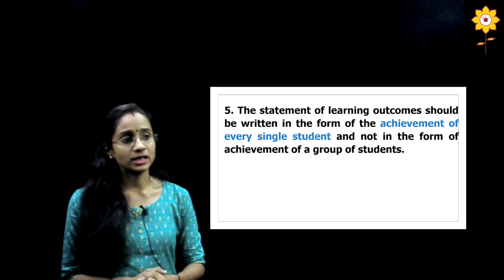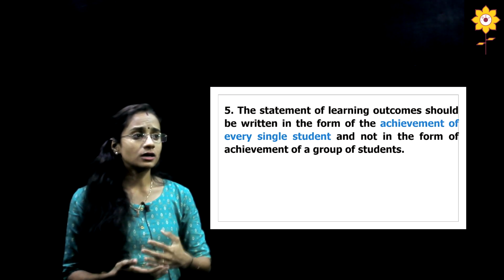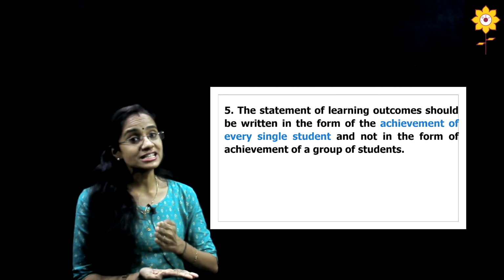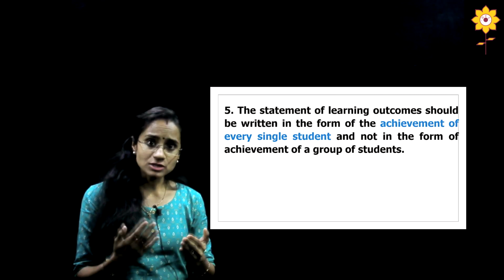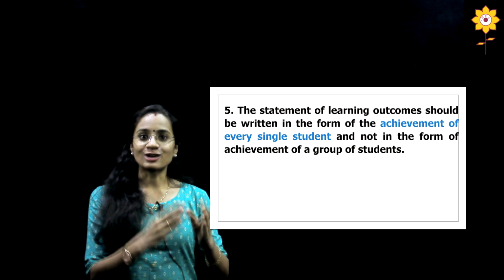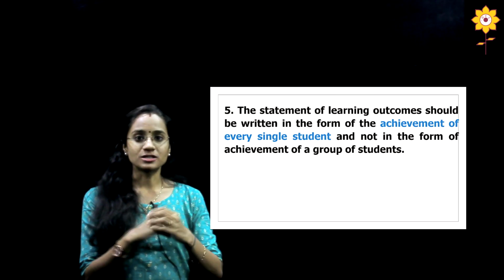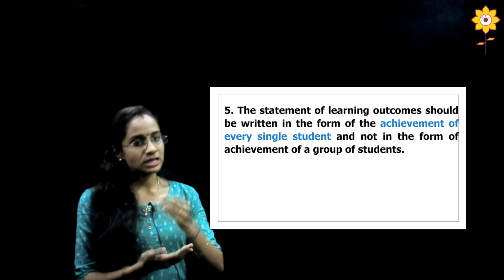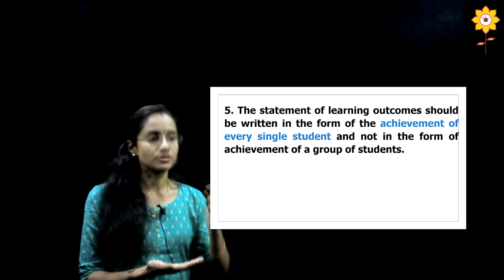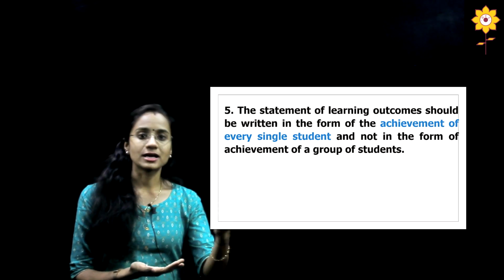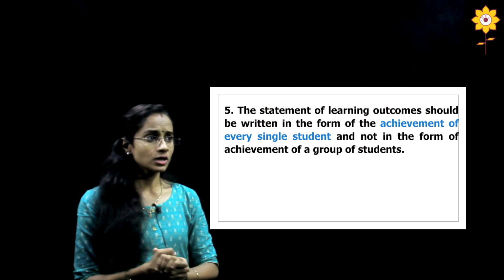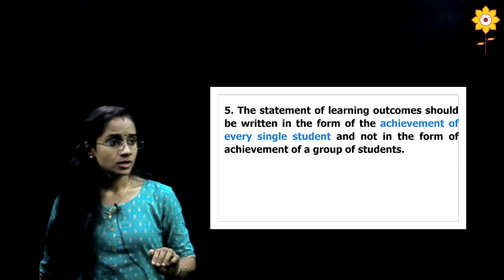Now moving ahead to the next one, the statement of learning outcome should be written in the form of the achievement of every single student. Because when I am teaching, it is not particular to one or two students. It is for the entire class. So even my specific objective should be in a way that it is the achievement of every single student in my class.